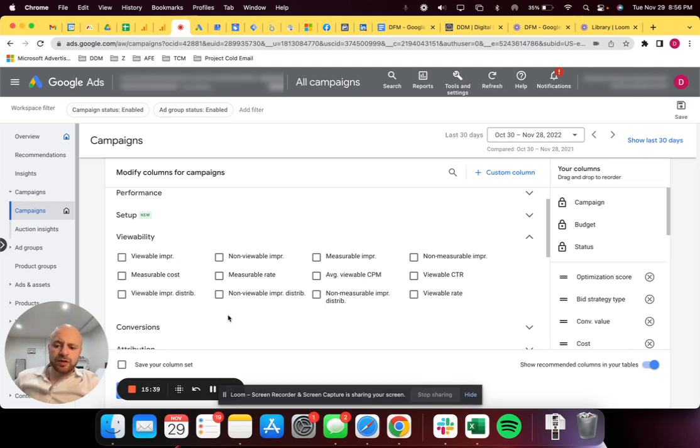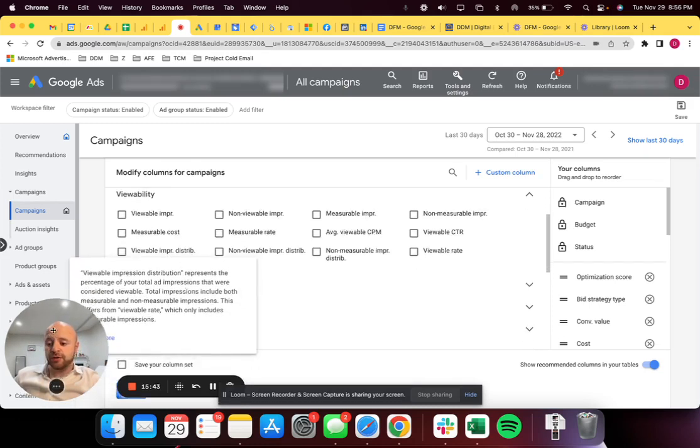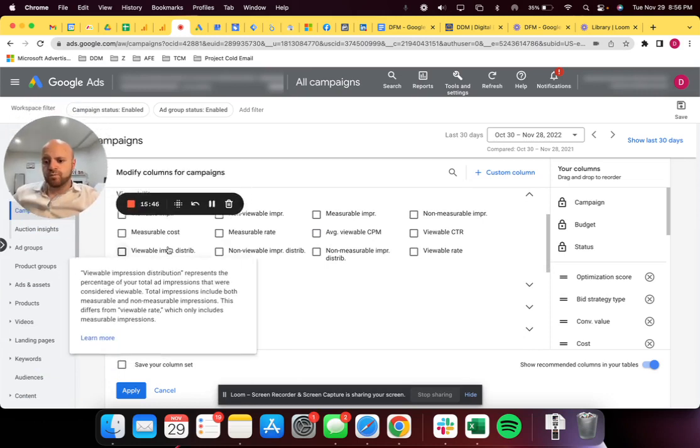Viewable impression distributed. All right, so what is distributed? I'm assuming that's distribution. It represents the percentage of your total ad impressions that were considered viewable. How does that differ from viewable impression distribution? It represents the percentage of your total ad impressions that were considered viewable. So basically, I don't know why they call it distribution. It's basically taking your viewable impressions divided by your overall impressions. Total impressions include both measurable and non-measurable impressions. This differs from viewable rate, which only includes measurable impressions. Yeah, that makes sense.